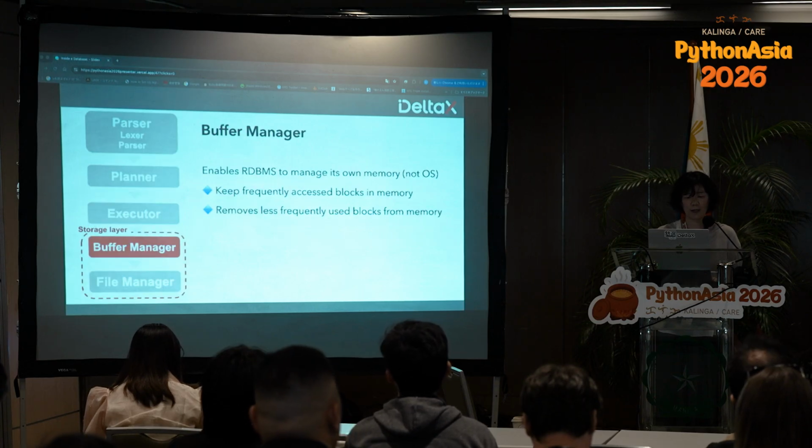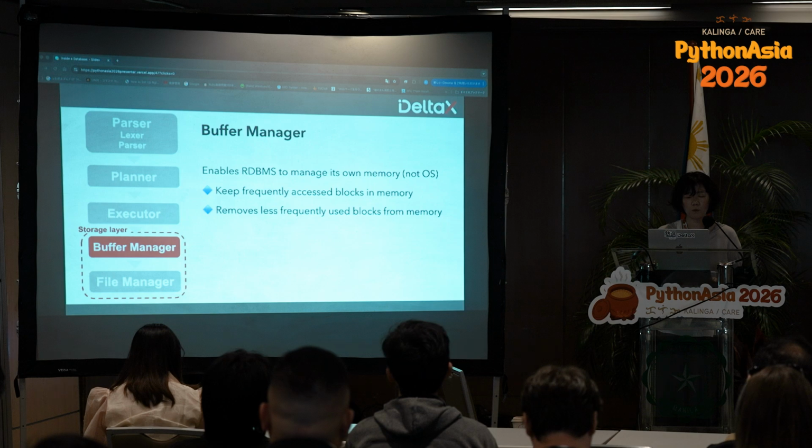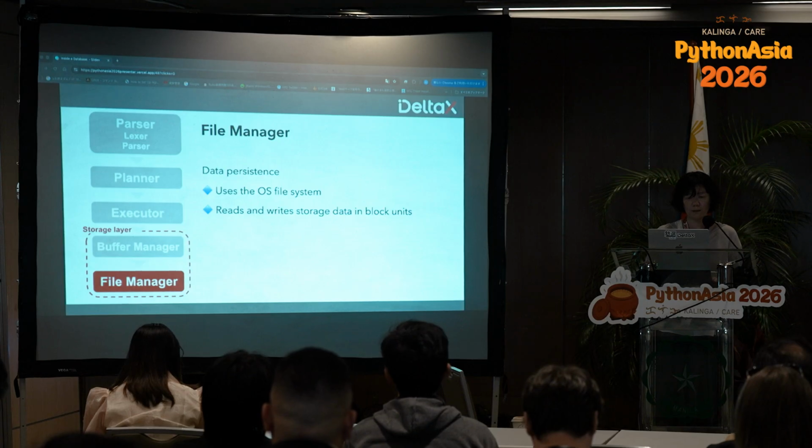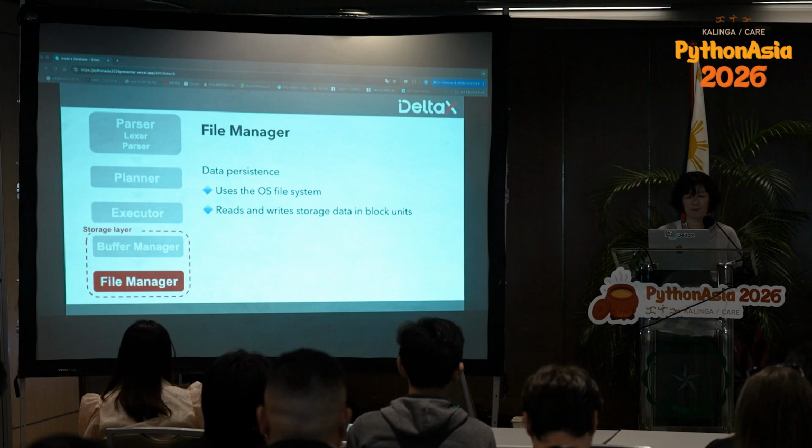The buffer manager enables the RDBMS to manage its own memory instead of relying on the OS. It keeps frequently accessed blocks in memory for fast access and removes less used blocks to make room for new data. The file manager handles data persistence. It uses the OS file system and reads and writes in block units.